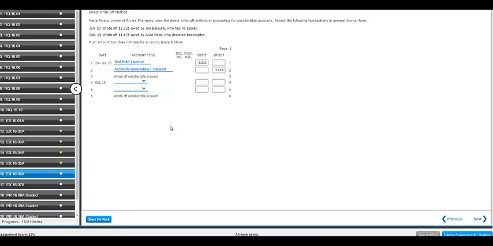On October 15th, we wrote off $16.75 owed by Alice Rose, who declared bankruptcy. Once again, debit bad debt expense and credit Alice's account.